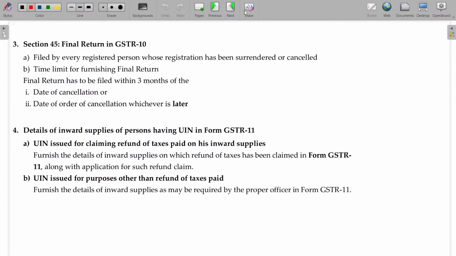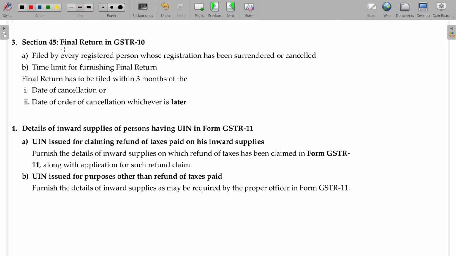And section 45 dealing with what? Final return. Now, why do I want to study final return? So, the final return is after the closure. So, you have to intimate the stocks available as on the date to pay the amount. That will be accommodated in final return. Filed by every registered person whose registration has been surrendered or cancelled.